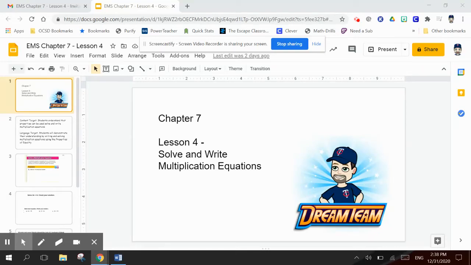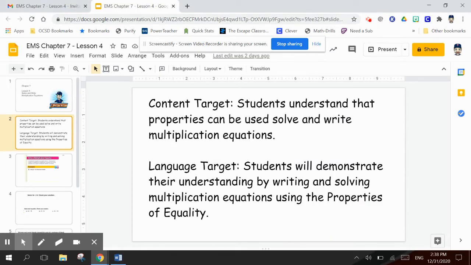Chapter 7, Lesson 4, Solve and Write Multiplication Equations. Our content target today: students understand that properties can be used to solve and write multiplication equations. Our language target: students will demonstrate their understanding by writing and solving multiplication equations using the properties of equality.